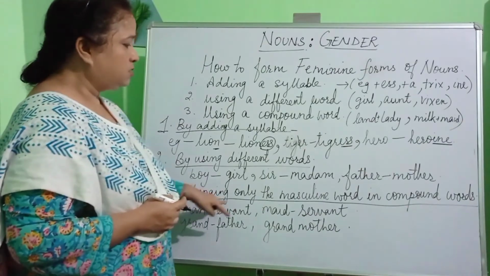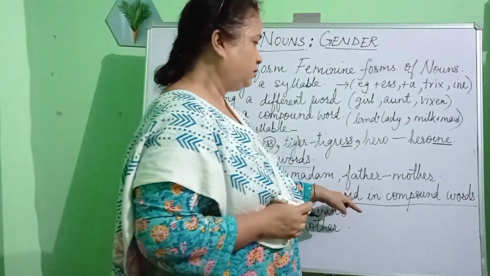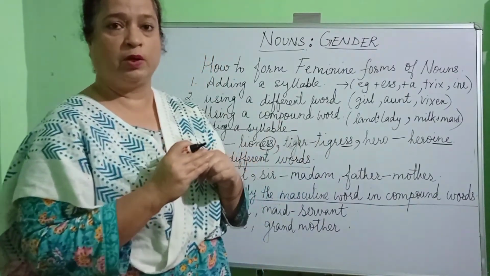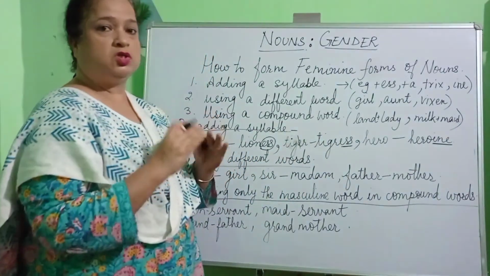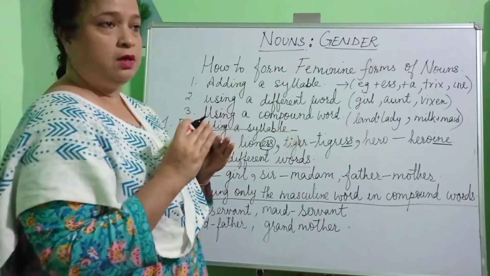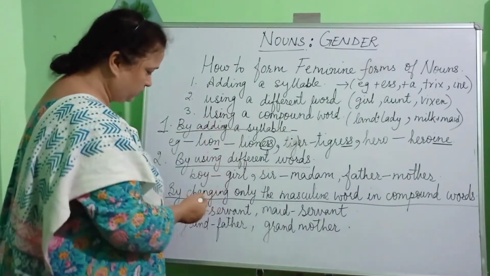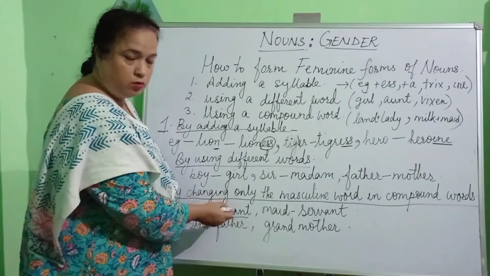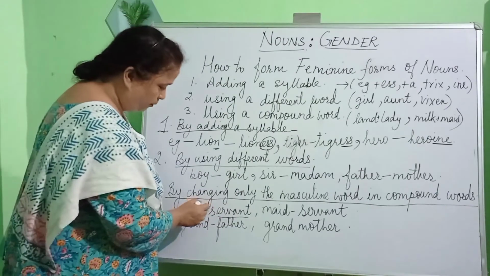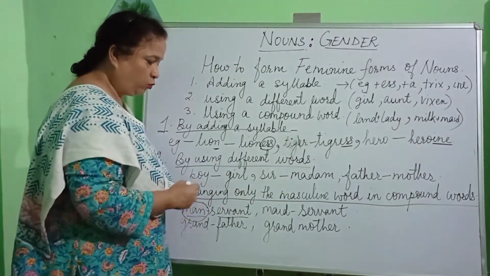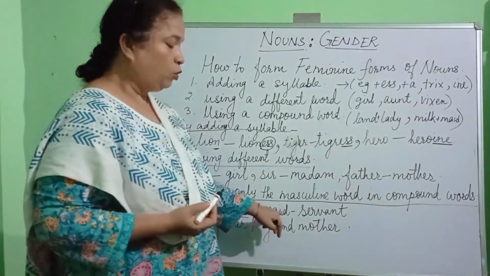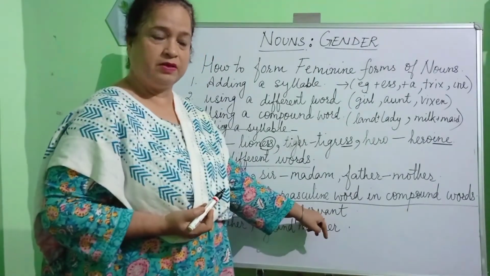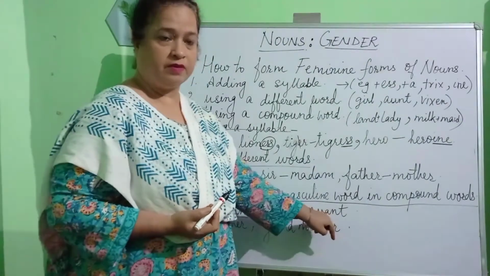Next, by changing only the masculine gender in compound words. Two words put together to form one word. So what do we do? We change the masculine noun in that. Have a look at these. Man servant. As you already know, servant is common. Man is in the masculine form. We will change it, and instead of man, we will use maid. But we use the common gender, that is servant: maid servant.